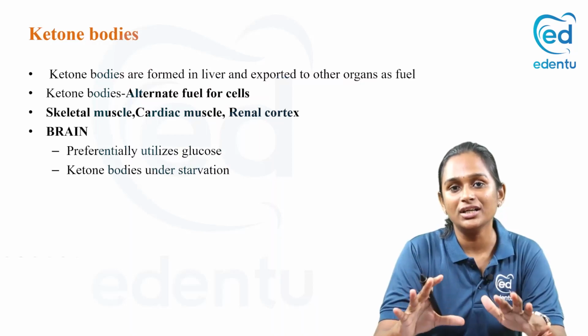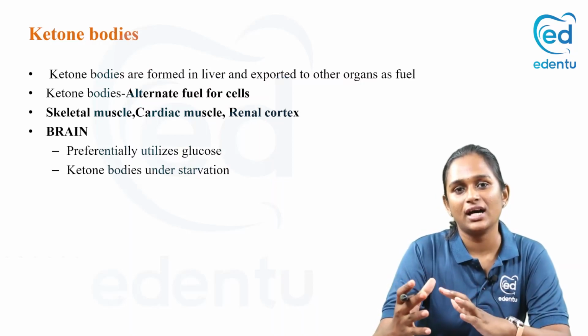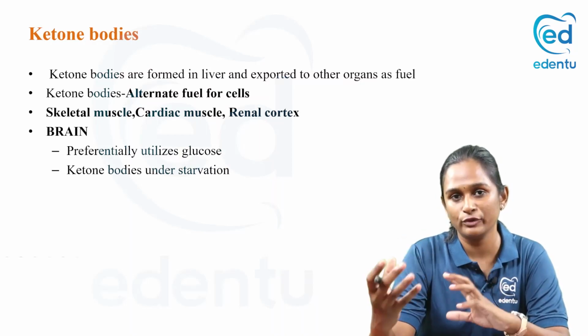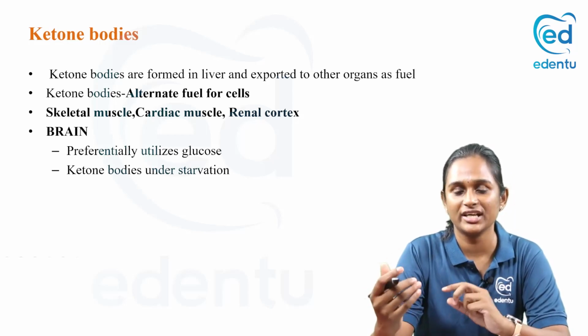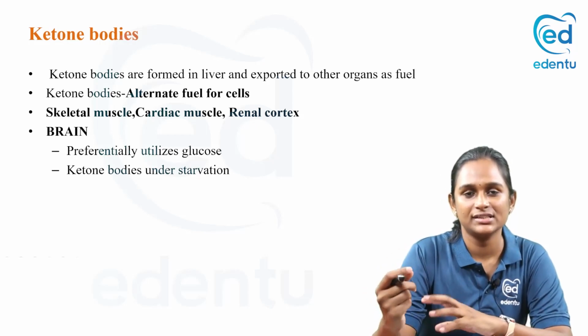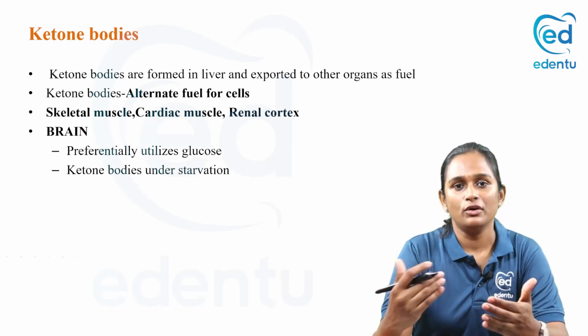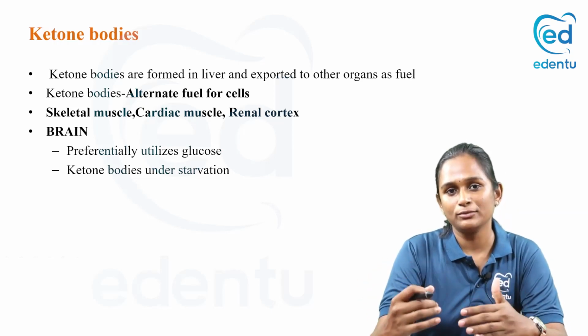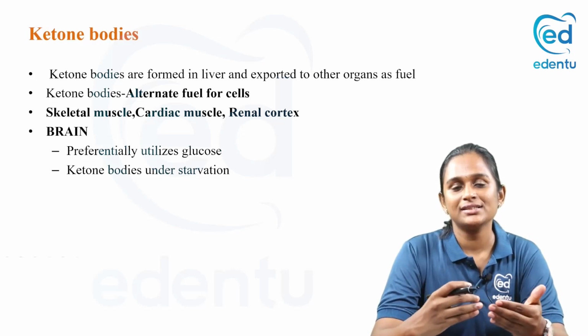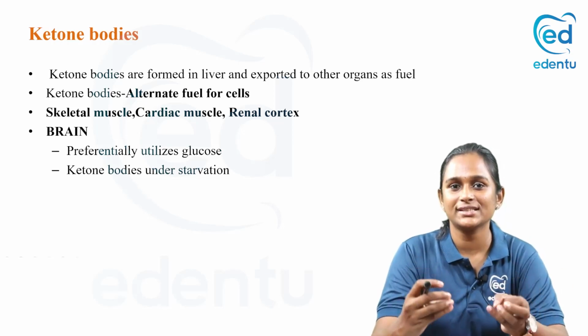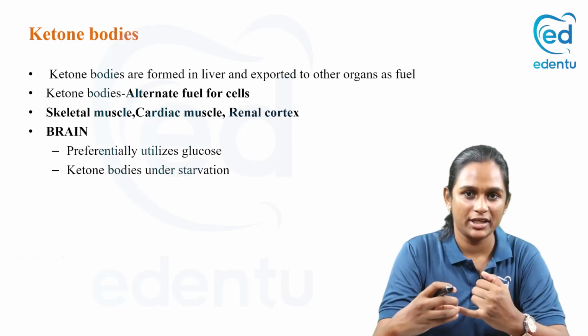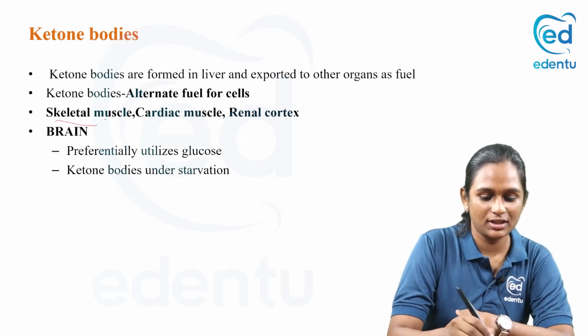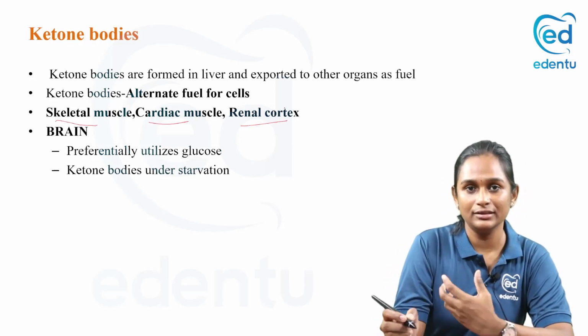So what are ketone bodies? Ketone bodies are an alternate source of fuel for certain tissues like brain, skeletal muscle and cardiac muscle. We all know glucose is the main source of energy for all the cells. Apart from glucose, ketone body is the next source of energy for certain cells like brain, skeletal muscle, cardiac muscle and the renal cortex.